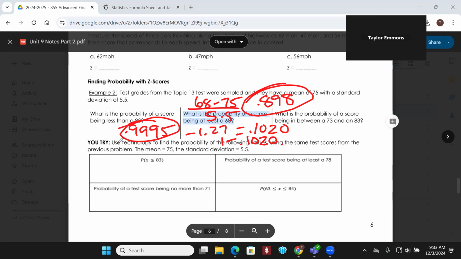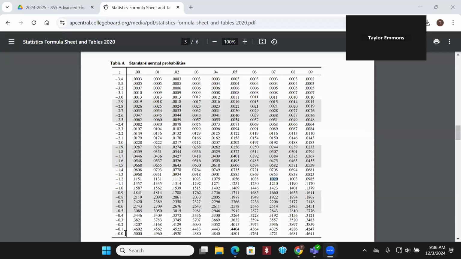Okay. On the last one, you're finding the probability between 73 and 83. So you're going to find the z-score for each, find the probabilities for each, and then subtract those two. Take a moment and find the z-score. We get negative 0.36. So we go up here to negative 0.3 and over 0.06. That's going to be 0.3594.